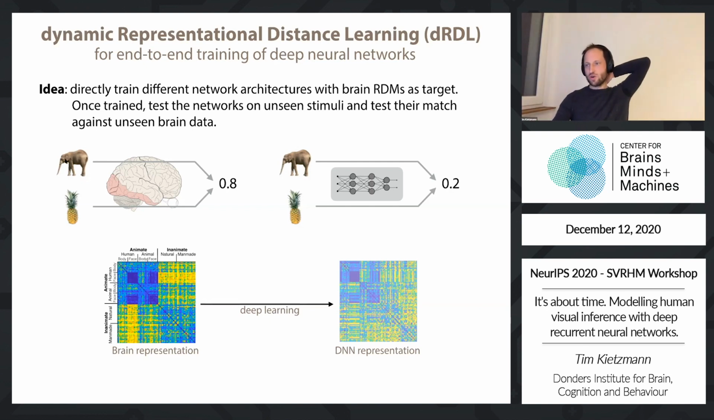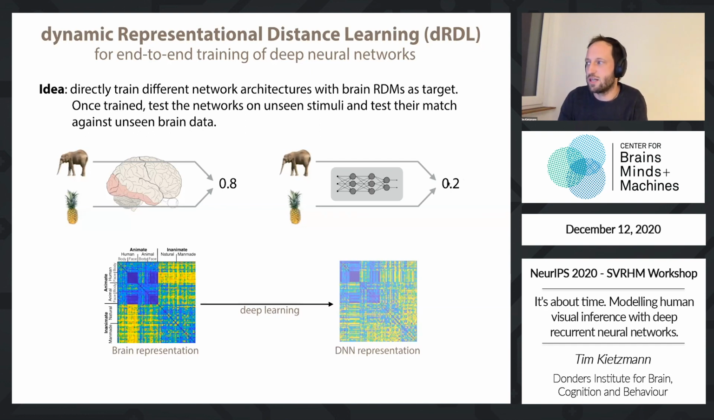So basically, you show an elephant and a pineapple to a brain, and you extract a distance in the pattern activation at a given point in time and space. And let's assume that that distance would be 0.8. You can do the same with a deep net, and let's assume the distance was 0.2.